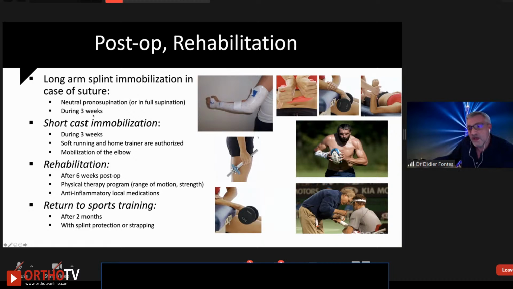But if you have done a reattachment of your TFCC, we use a long cast like that for 3 weeks, and then we go on with 3 more weeks with a shorter one, and we begin the rehabilitation and return to sport, generally not at 3 weeks, but sometimes we have no choice, and generally after 2 or 3 months after the procedure. So that was for the traumatic lesions.